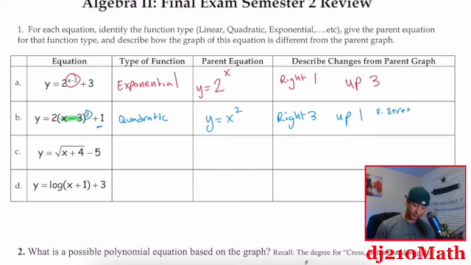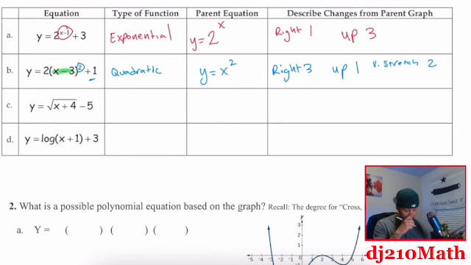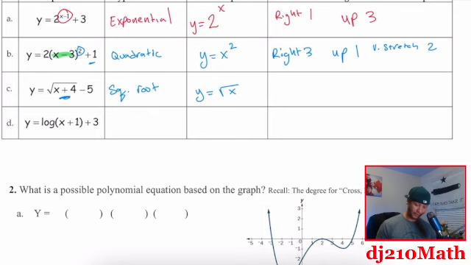All right. Square root of x. So what type of function? What do you call a square root function? Is it just the square root function? It's good enough for me. Let me think real quick. Yeah, square root function. And the parent function looks like y equals square root of x. Again, inside lies. This time it's plus 4, so we're going to go left 4, and then down 5.